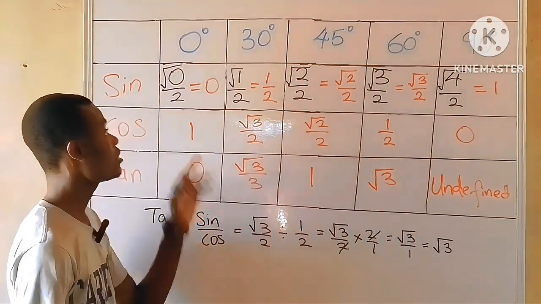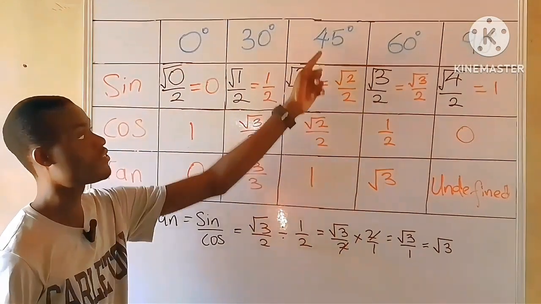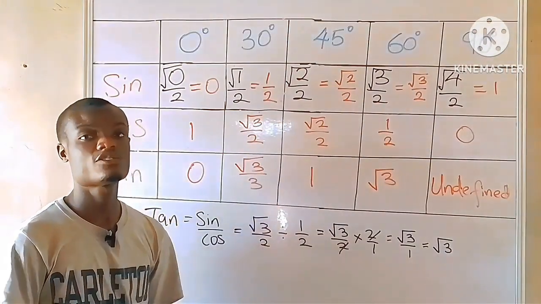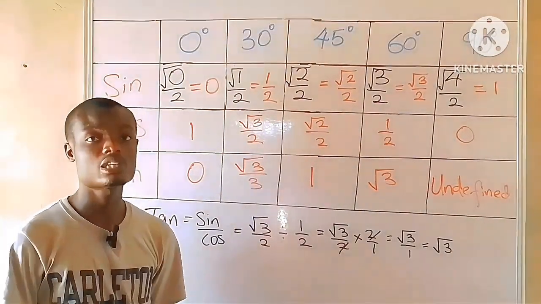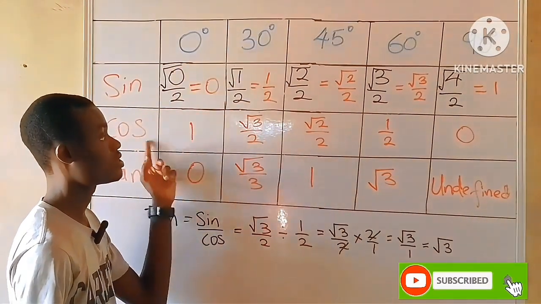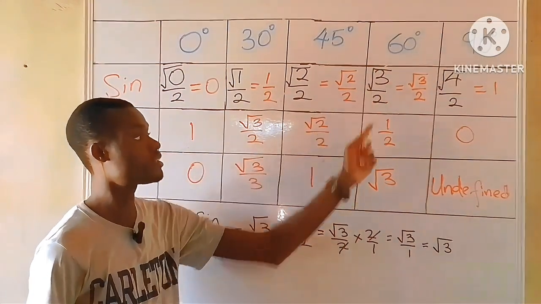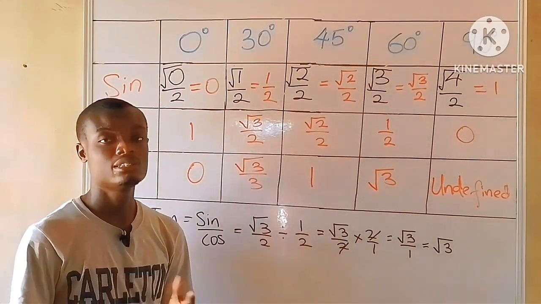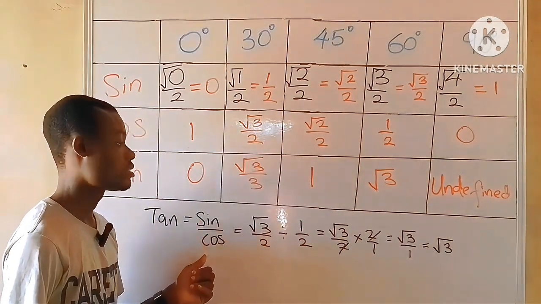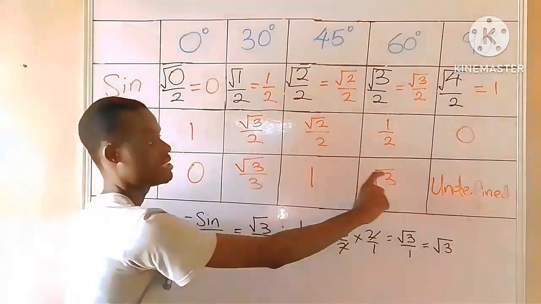From calculation, we now know that the sine of 0 is 0, the sine of 30 is 1 over 2, the sine of 45 is root 2 over 2, the sine of 60 is root 3 over 2, and lastly, the sine of 90 degrees is 1. For cosine, we are going to reverse the entire process. So for cos 0, we have 1, cos 30 is root 3 over 2, cos 45 is root 2 over 2, cos 60 is 1 over 2, and lastly, cos 90 is 0. For tangent, we know that tangent is equal to sine over cosine. So when you divide each of the sine values by the cosine values, we are going to obtain these different values.